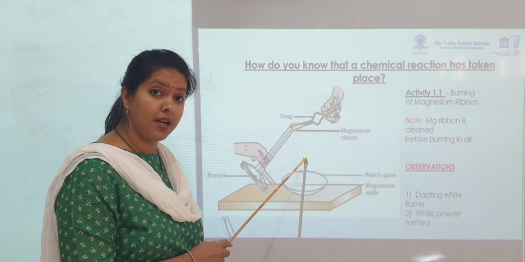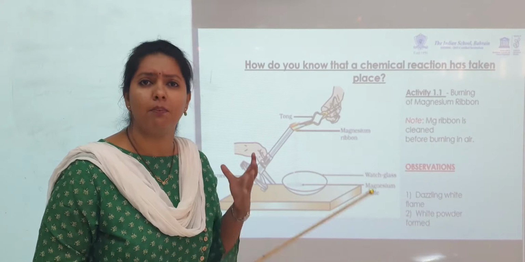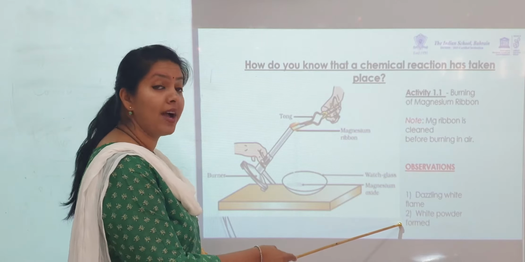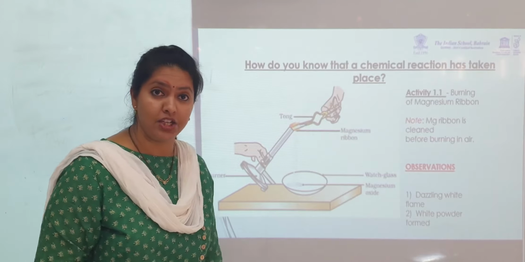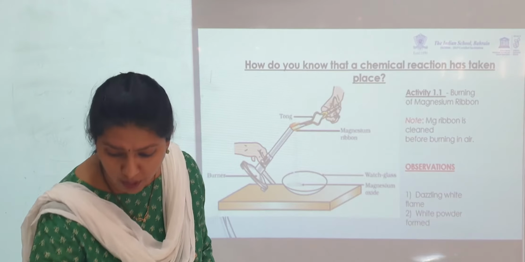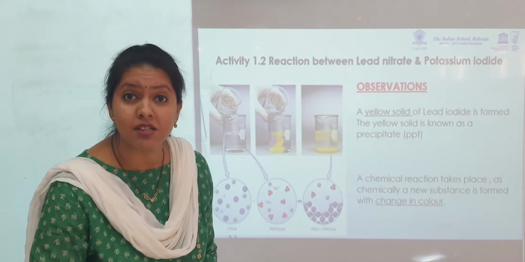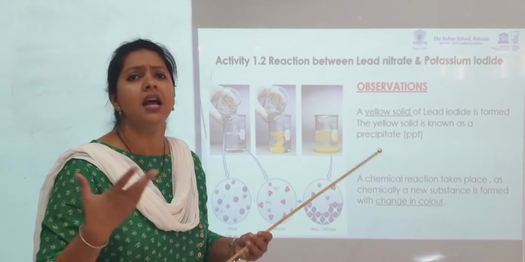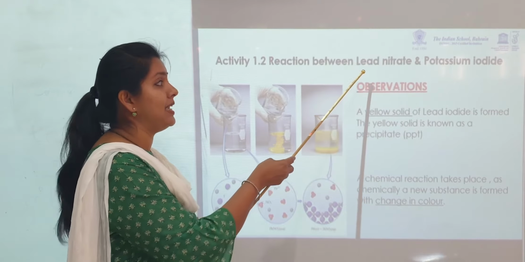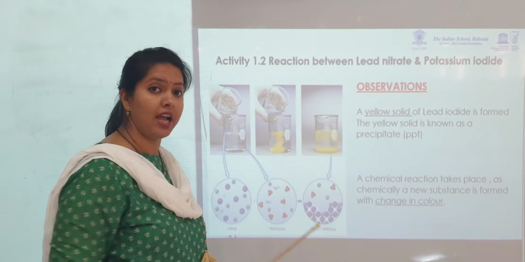Once you start burning it, the immediate observation is a bright white light or a brilliant flame along with a white powder formed, which is magnesium oxide. Two major observations, white flame and white powder. That means what? A new substance is produced and you have observed it. It's a chemical reaction.